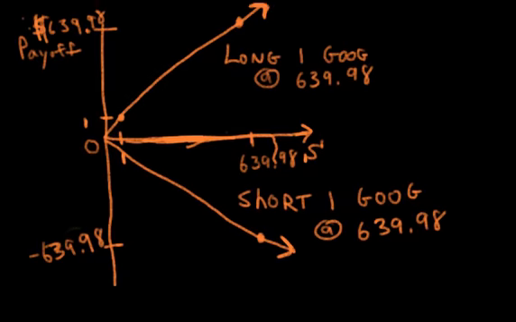Actually, I'm wondering if I could do it here or if it'll get too messy. No, it'll get too messy. So let's do this. Different color. Let's do a P&L diagram now.